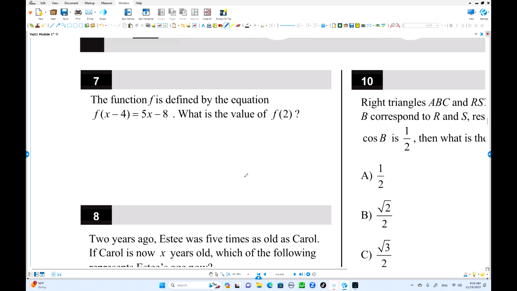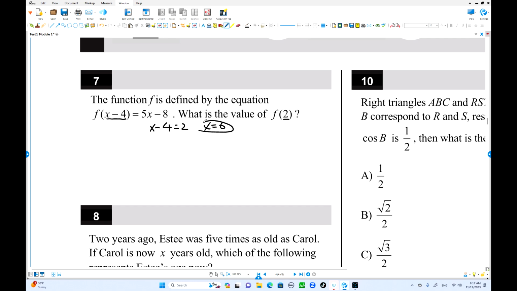Here is number 7. Wherever f is defined, but the input is a little bit different, not x, but x minus 4, okay? When you get the sum x, you take out 4 over here, okay? So what is the value of f of 2? But this one should be equal to 2, right? So x minus 4 equals 2, the value of x equals 6.